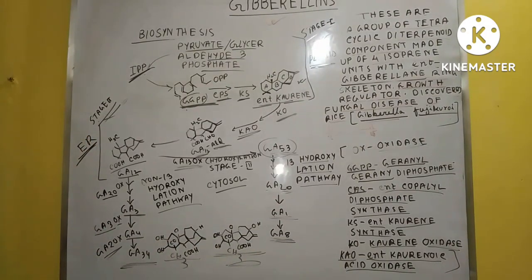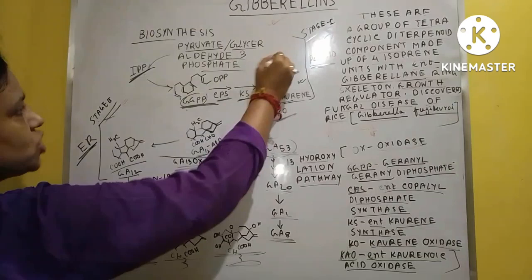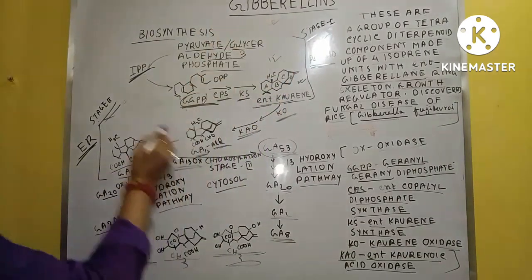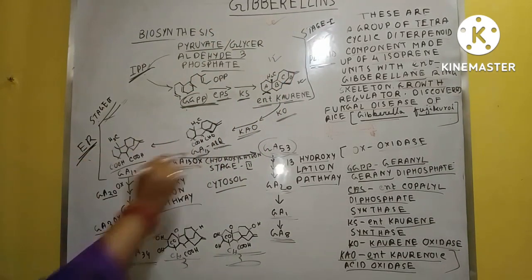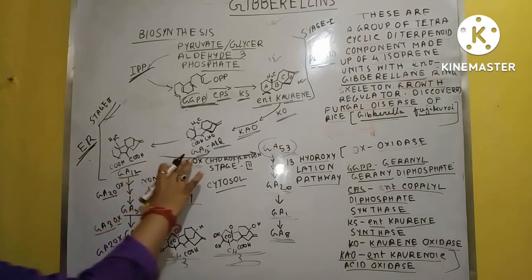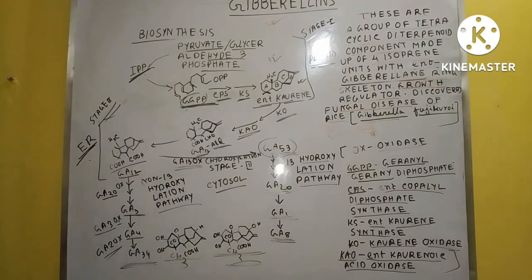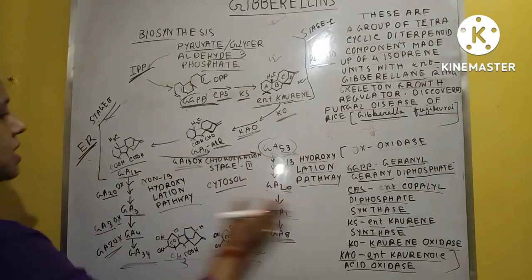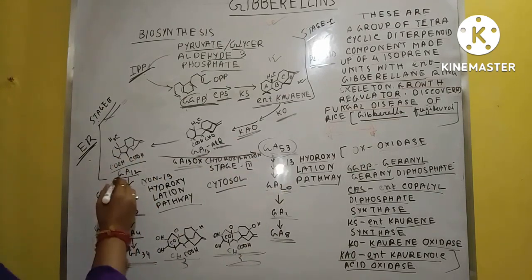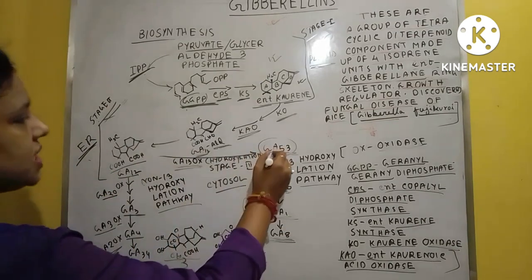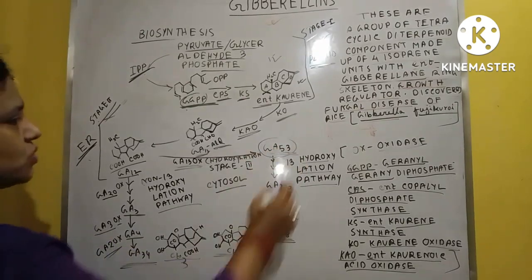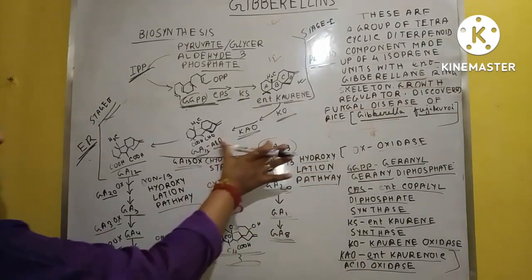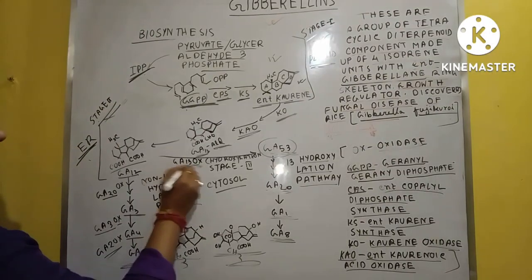So what we learned here are the three stages. One is occurring in the plastid, the second stage is occurring in the endoplasmic reticulum, and the third one is occurring in the cytosol. And here the two pathways: after the formation of GA12 it directly enters into the non-13 hydroxylation pathway, and in the next step GA12 converts into GA53 that enters into the 13 hydroxylation pathway, and the conversion is possible in presence of the enzyme GA13 oxidase.